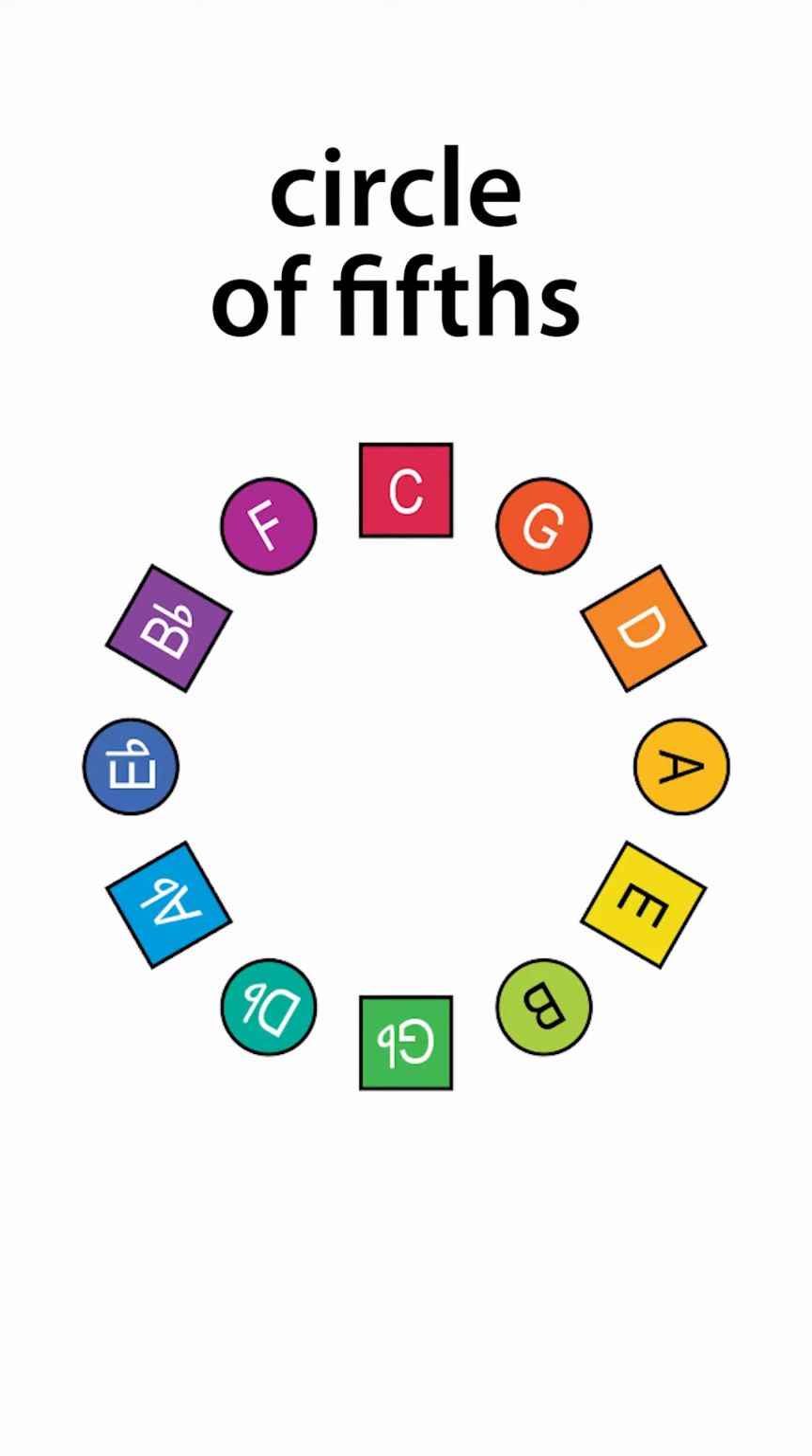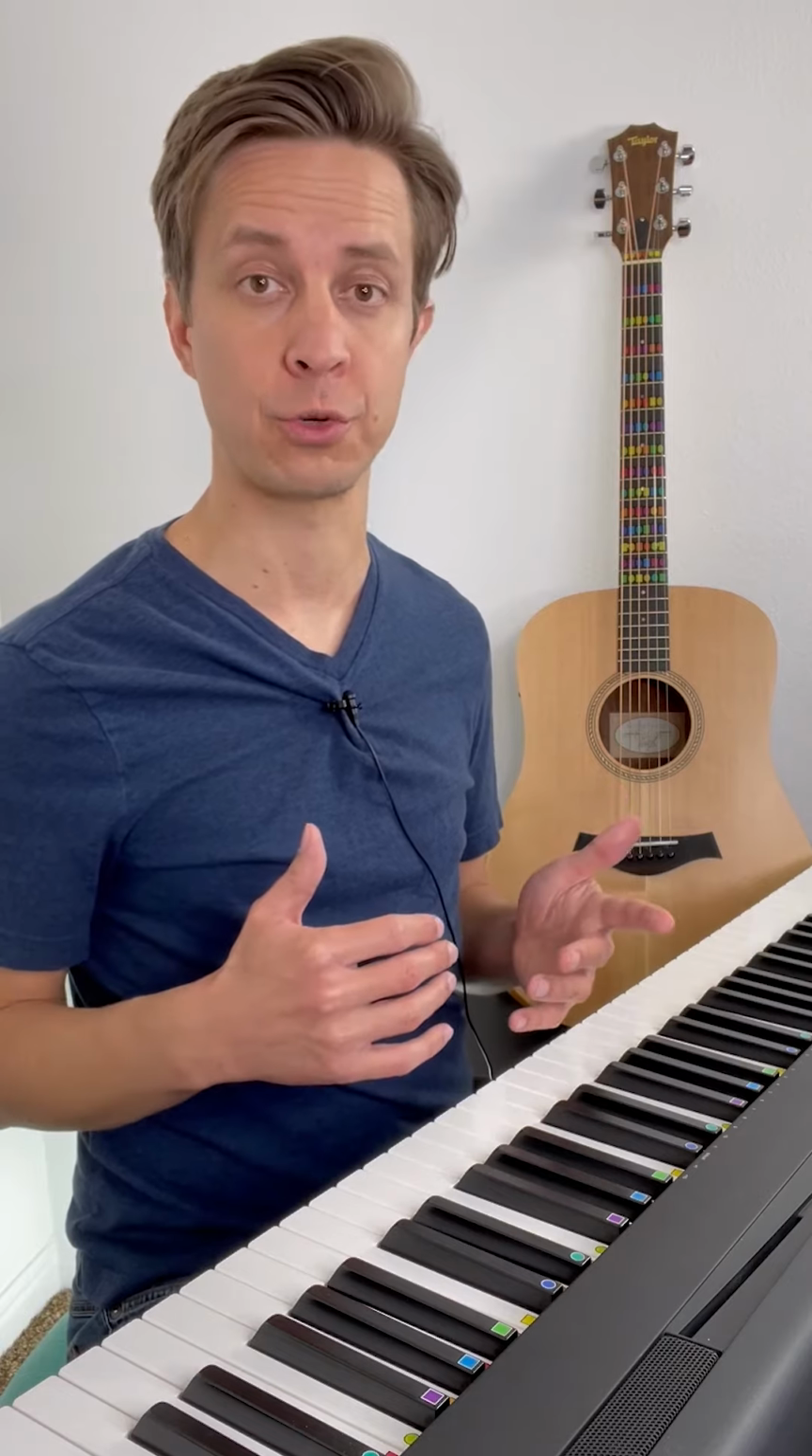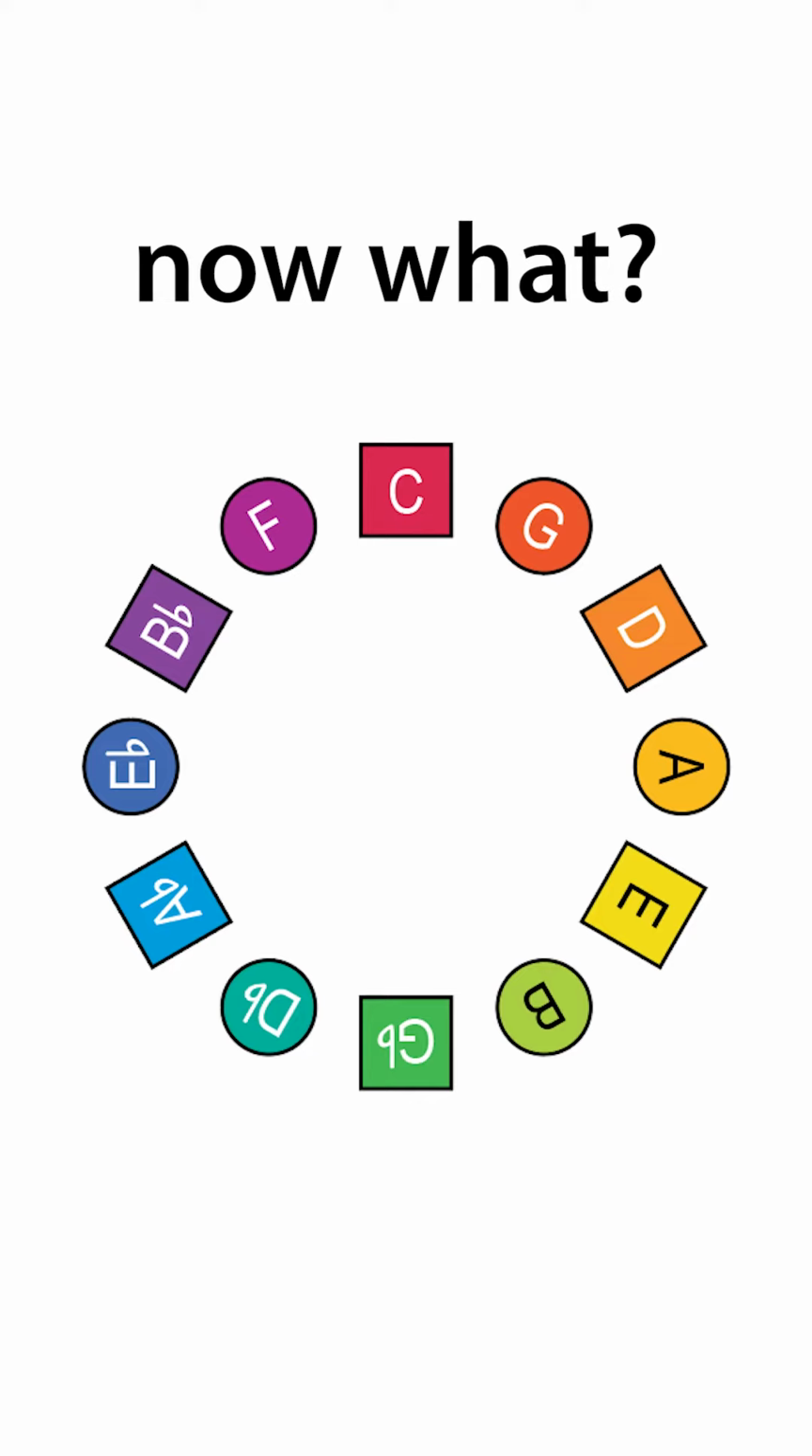The colors follow the same pattern as the notes. They are the same pattern. So now you can actually see the circle of fifths, which again shows how all of the notes are related. But now what? How are you supposed to use this pattern?